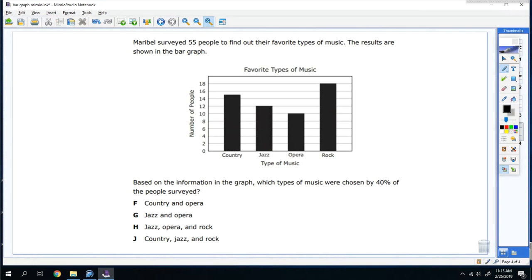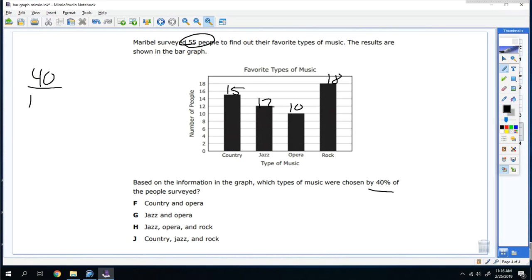Mary surveyed 55 people to find out their favorite type of music. The results are shown in the bar graph. Based on the information in the graph, which type of music was chosen by 40% of the people surveyed? So, 15 chose country, jazz was 12, opera was 10, and rock is 18. So I have a survey of 55 people. So I want to find 40% of 55.